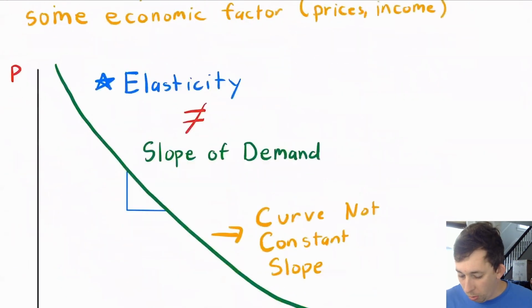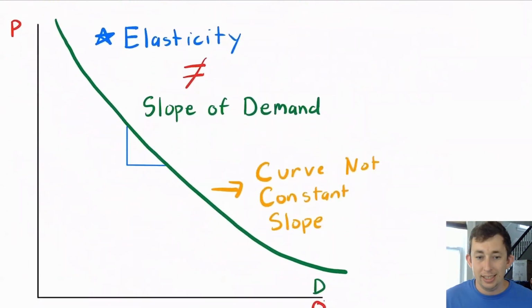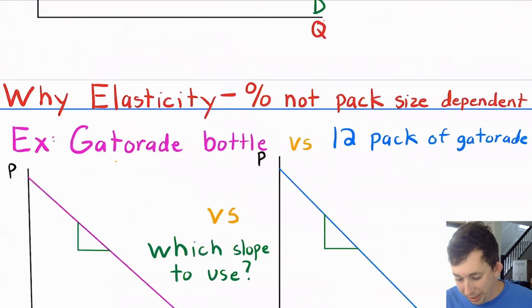Now, why are we worried about this whole percentage elasticity thing? Why can't we just take the slope of the demand curve? Elasticity is not equal to the slope of demand. So you can see here in this example, my demand curve is curved. So the slope along this curve is not constant at all points on this curve. So elasticity is not equal to the slope of demand, and that's something really important to keep in mind.